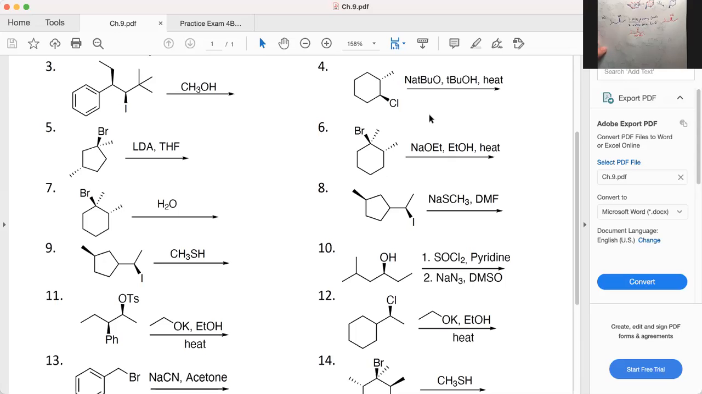All right, so then in 11, we are going to have this. And it looks like we're treating it with this base and this protic solvent and heat. What do we think? What pathway, guys? What do we think in the chat box? E2, great, I love it. This is E2. All right, so let's make sure, with our Newman projection, that OTS is our leaving group.